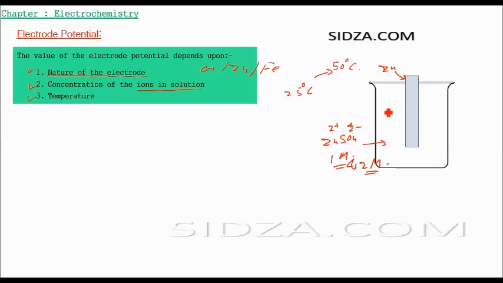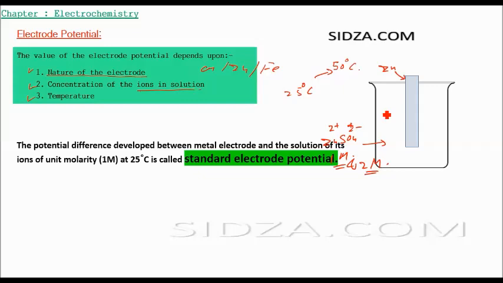We also use the term standard electrode potential, right? What does the standard electrode potential represent? The standard term itself represents that if you keep the concentration of a solution 1 molar and temperature 25 degrees Celsius, the electrode potential measured at a 1 molar concentration and 25 degrees Celsius, that is the standard electrode potential, correct?